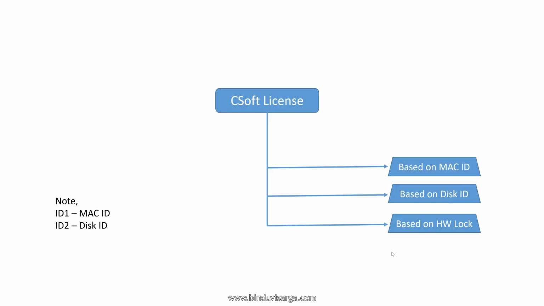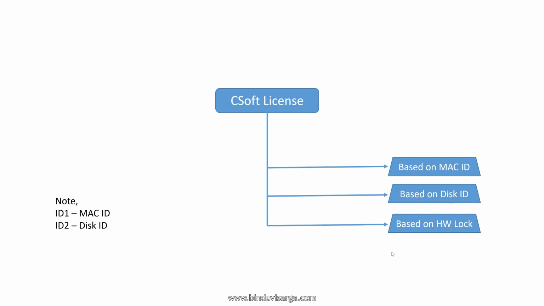CSoft license will work best on server MAC ID or disk ID, that's volume ID, and the hard lock. So you can use an external hard lock to run the CSoft license server. So you can use either one of these three to run the CSoft license server, right?